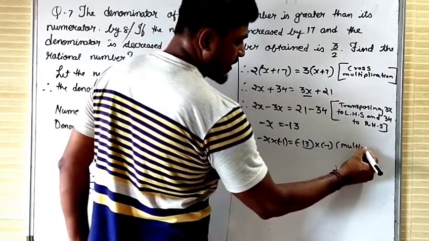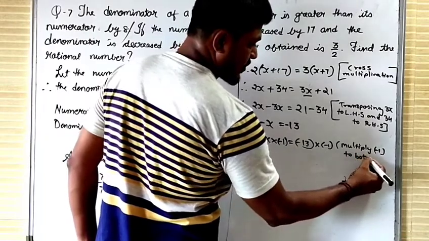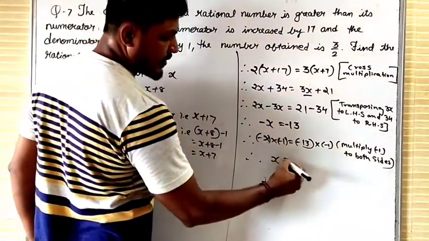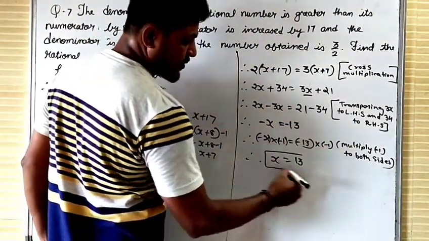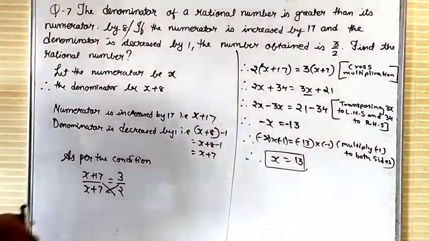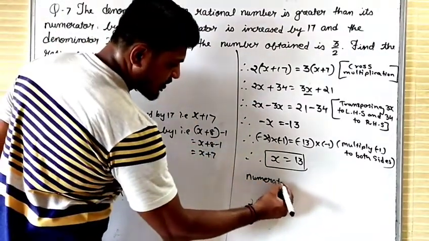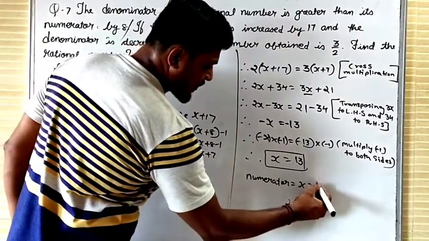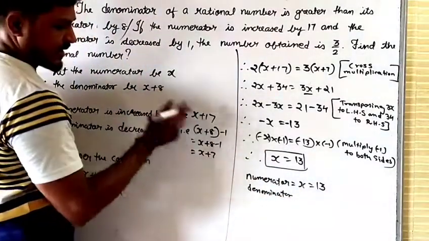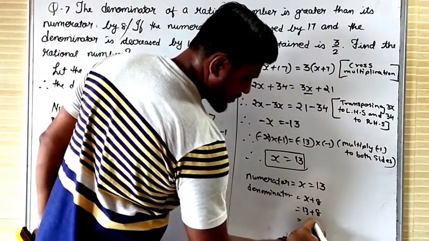Multiply negative 1 to both sides. By doing such, negative into negative will become positive. So we got the value of x. Now find the rational number, that means your rational number, that is the numerator, which is equal to x, we got 13, and the denominator, which is x plus 8, that is 13 plus 8, how much will we get?